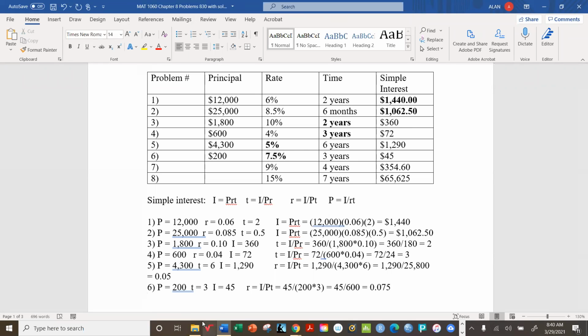All right, 7. Now, in these cases, we're solving for P. So we start with the rate of 0.09. In this case, T is 4, and I is 354.60. So P, in this case, equals I over RT: 354.60 over 0.09 times 4, which is 354.60 over 0.36, and that turns out to be $985.